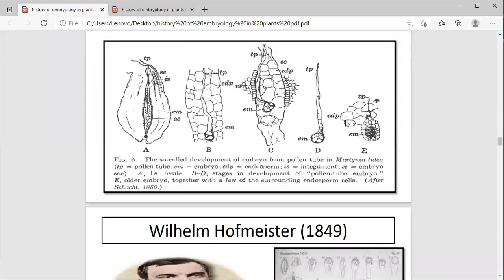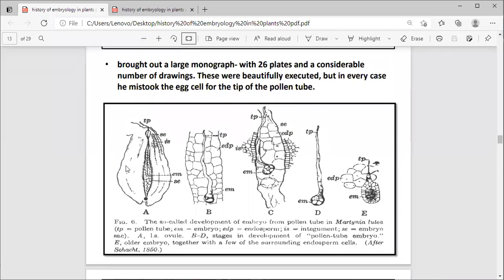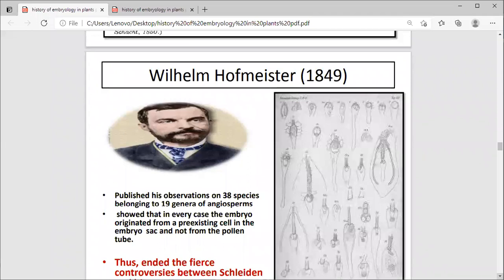So how this embryo is formed, how the fertilization occurs. They can observe, they can draw it, and then they have discussed, they have written the research paper, and they can put the theory about how the pollen grain is formed, how the embryo is formed. So again here, this is Hofmeister. Again, this is the scientist.